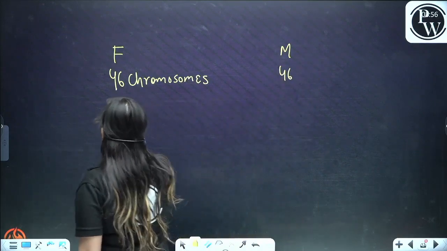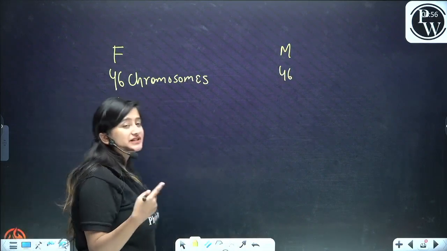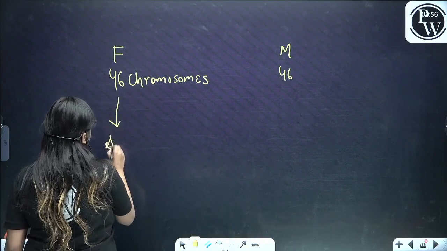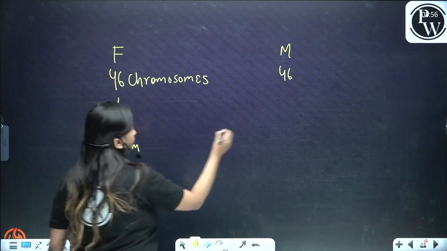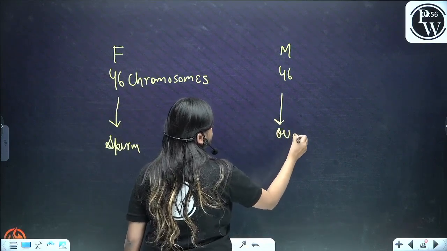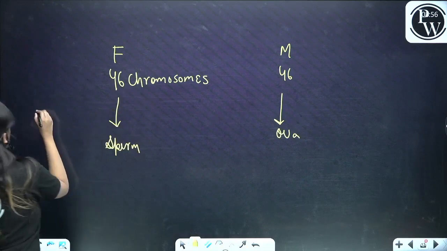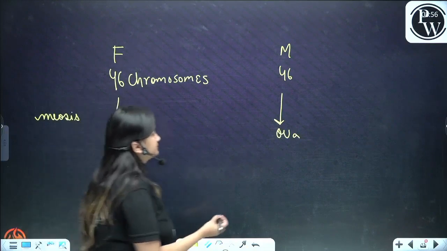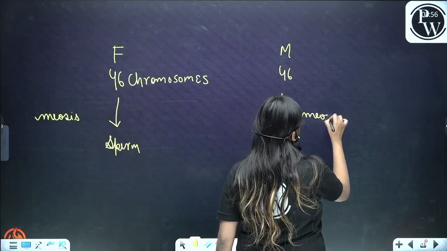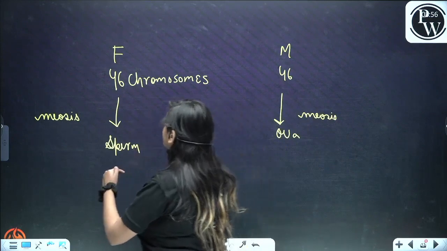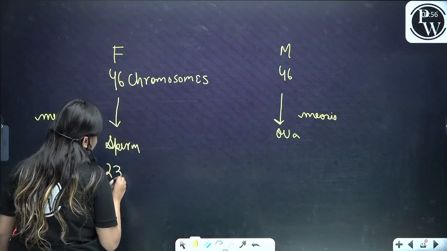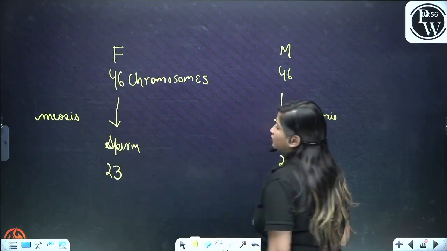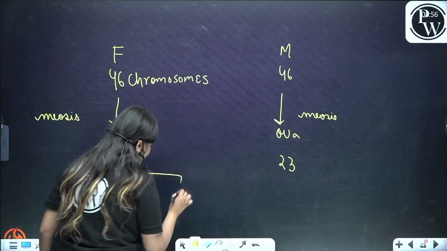Now, during germ cell production, that means sperm and ova, there will be a reduction division, that is known as meiosis. That causes reduction division and the chromosome number is reduced to half, to 23 chromosomes.